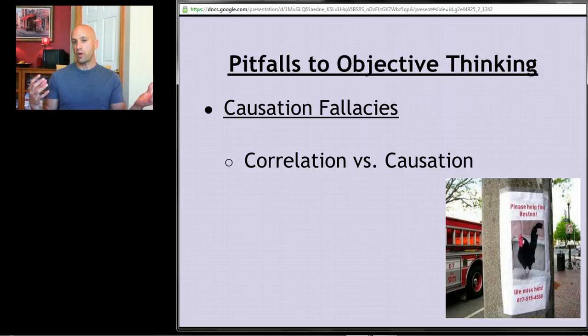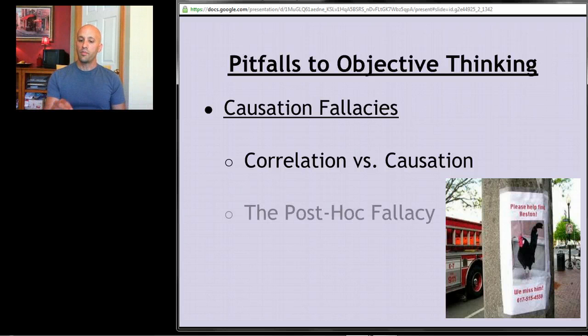The rooster crowing, this piece of poultry yelling out into the air, is not causing this big orb of gas to rise over the horizon, right? They're simply correlated. They're not causing one another. And people get these confused all the time. They see A happen, then they see B happen, and they say to themselves, oh, A caused B. Not necessarily so. The post hoc fallacy is a specific example of this.